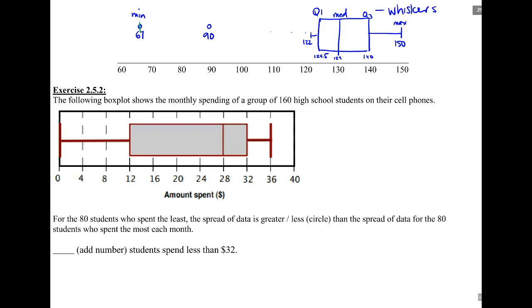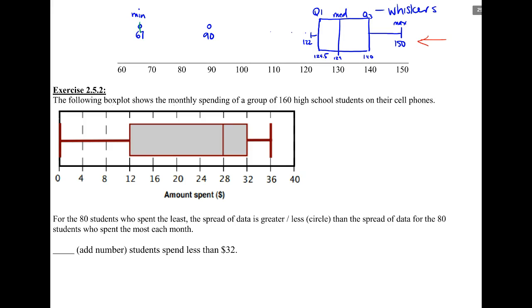Okay, so we continue on in 2.5 with some examples that you might see on an exam. You're going to have the warm and fuzzy question of having to create a box plot by hand like we did in the last example, but you're also going to have some potentially questions where I give you box plots and then ask you questions about them. So in this exercise, we're given a box plot with monthly spending for 160 high school students on their cell phone.